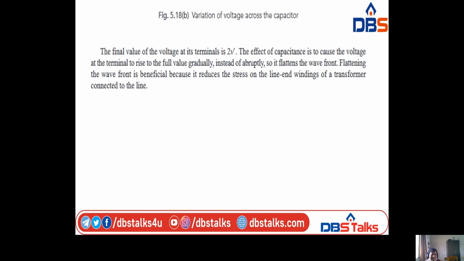The effect of capacitance is to cause the voltage at the terminals to rise to the full value gradually instead of abruptly. So it flattens the wave front. Flattening the wave front is beneficial because it reduces the stress on the line end windings of a transformer connected to the line.